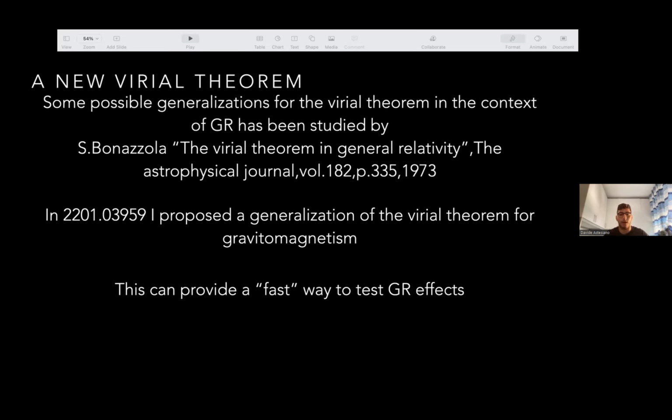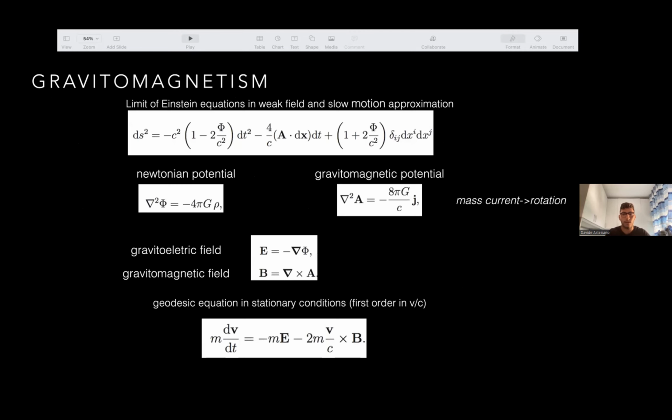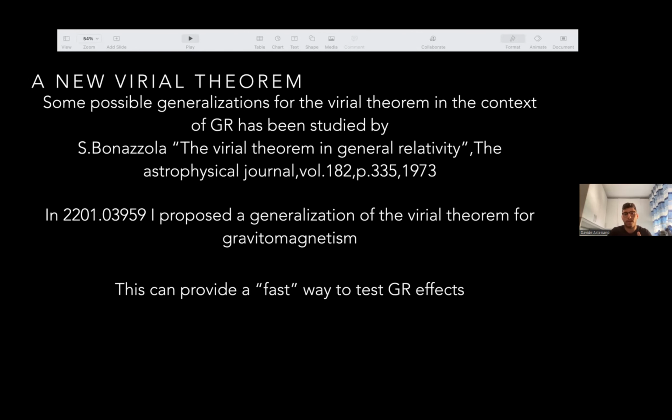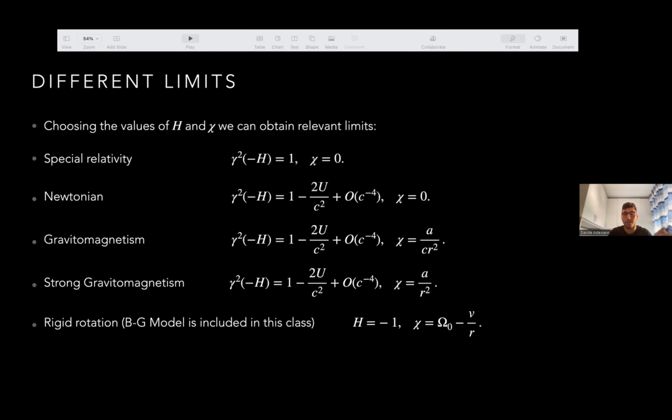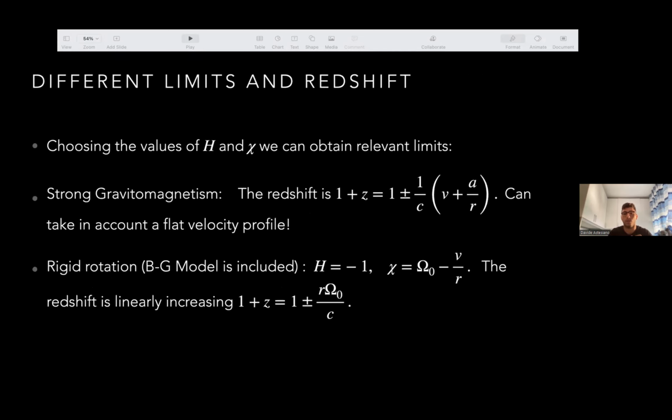Maybe this can provide an interesting way, I don't know, to test GR effects in a fast way. Let's talk about gravitomagnetism, because the virial theorem that I proposed is in the gravitomagnetic limit. Again, to see the importance of our setup, you can fix H and K in this way to get gravitomagnetism. So this virial theorem belongs to a subclass of the general solution.